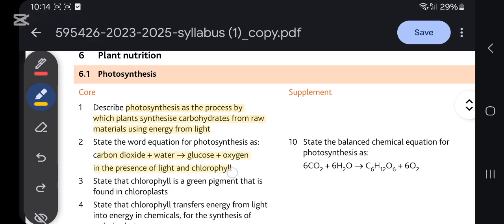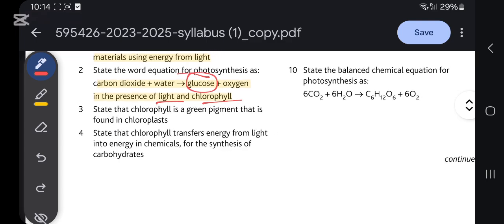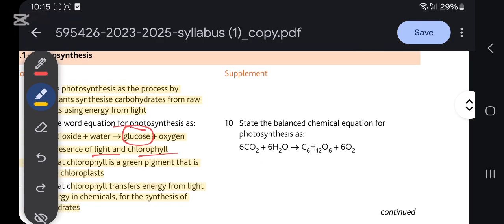Carbon dioxide plus water gives glucose plus oxygen in the presence of light and chlorophyll. This is a necessity for photosynthesis to take place. Glucose is the carbohydrate that is synthesized. Now next, chlorophyll. Chlorophyll is a green pigment that is found in chloroplasts. Chlorophyll transfers energy from light into chemical energy for the synthesis of carbohydrates. In the chloroplast there is chlorophyll, and its job is to convert light energy into chemical energy for the synthesis of carbohydrates.